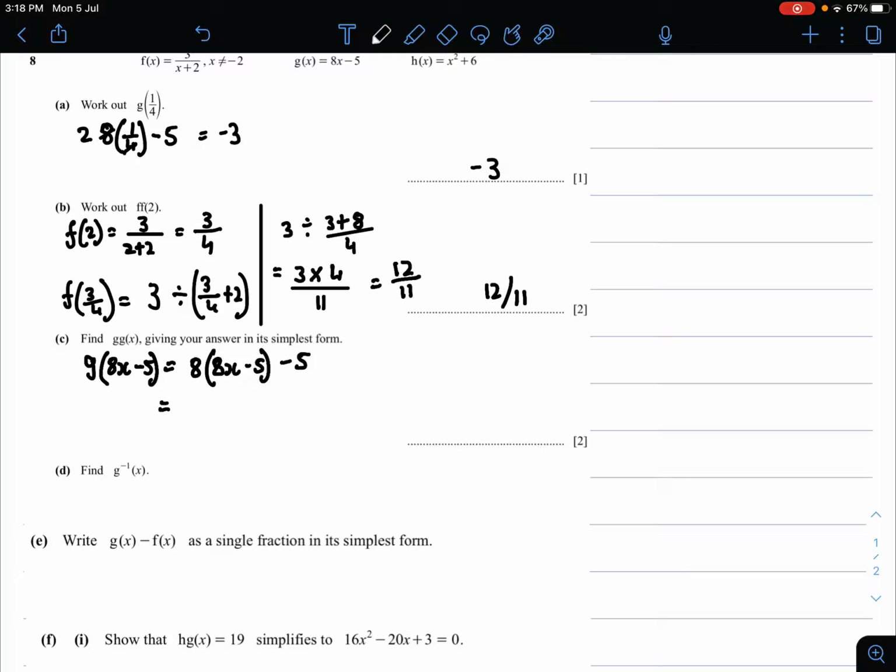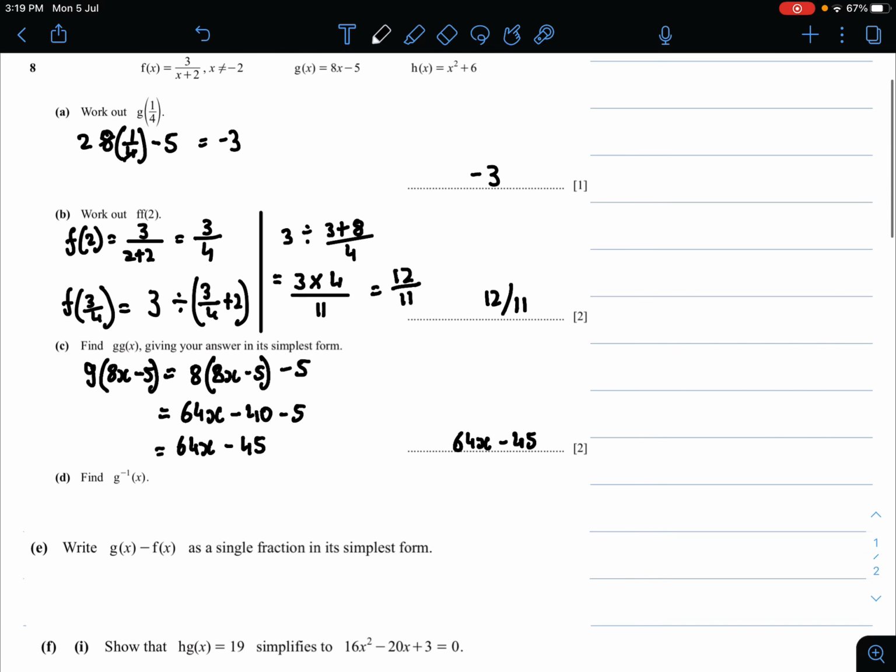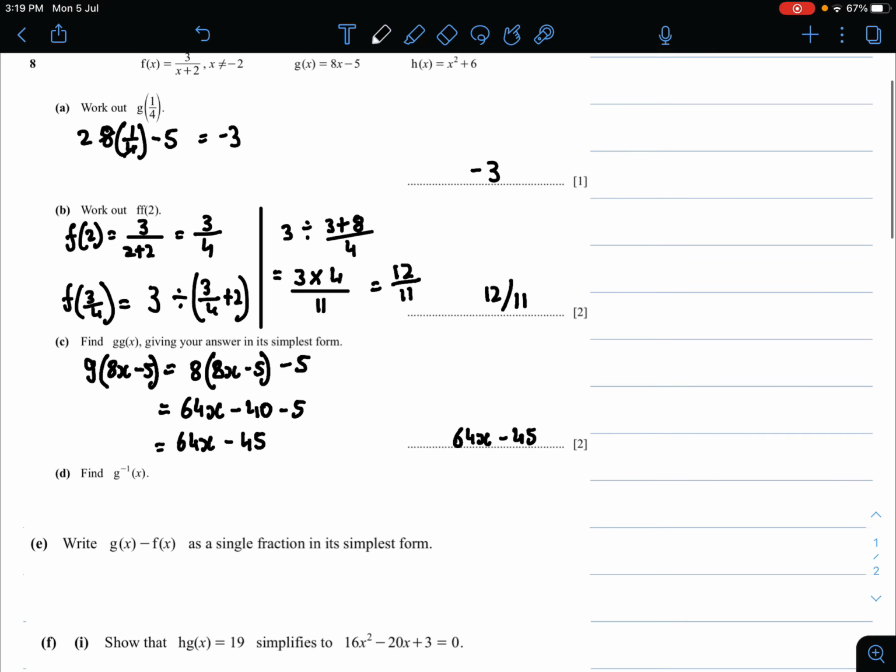So 8 multiplied by 8 is 64, so 64x. 8 multiplied by 5 would be 40, so minus 40 minus 5. So 64x minus 40 minus 5 would give us minus 45. Therefore our final answer is 64x minus 45. Now part D. Find the inverse of the function g.